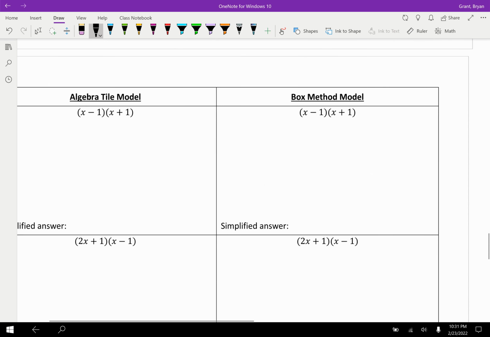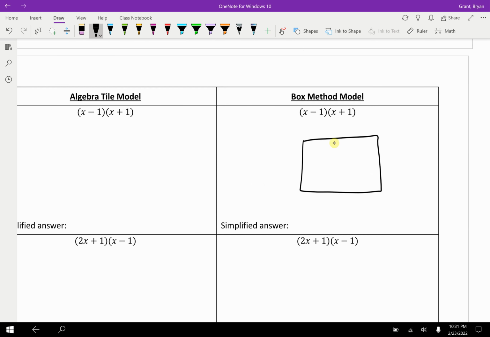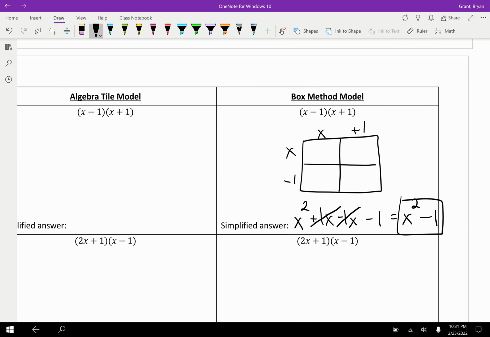Our next one, x minus 1 times x plus 1. If you do everything right, you're going to get like terms. You're going to get x squared plus 1x minus 1x, minus 1. Combining like terms will give you x squared plus 0 x's, which we don't need to write, minus 1. That's the most simplified form.